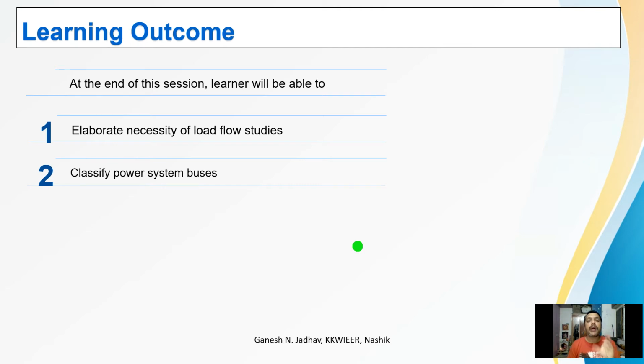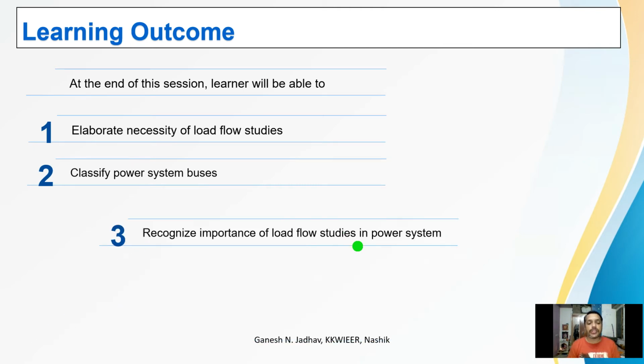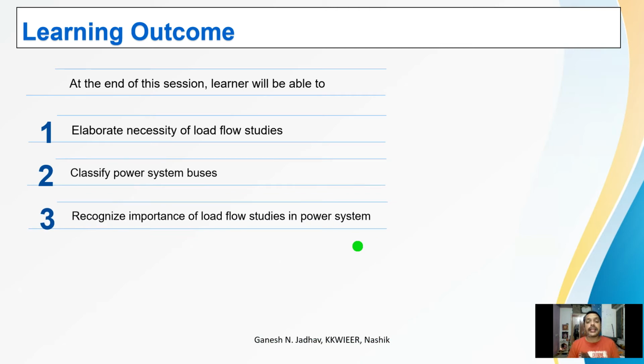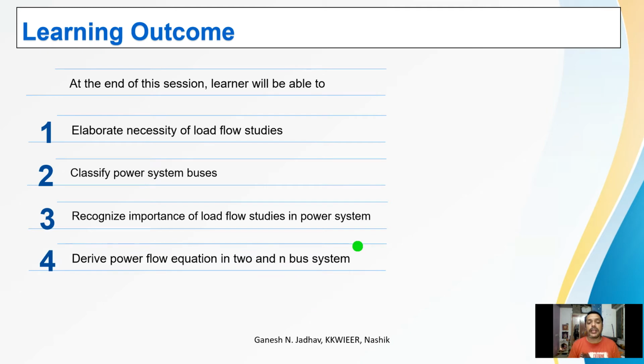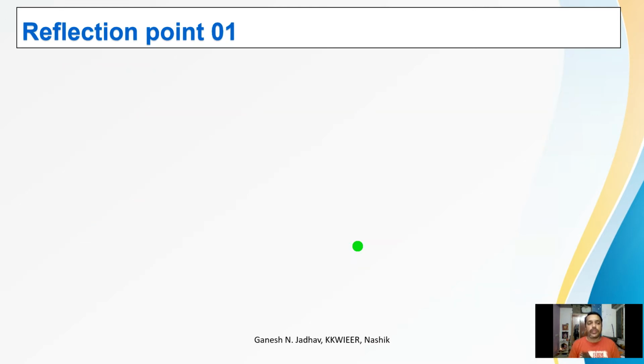Then how to classify the power system buses. Based on this, how we are going to classify the power system buses. Then recognize the importance of load flow studies in the power systems. Then derive the load flow equation for 2 and n bus systems. So at the end of this session, these four outcomes we are going to achieve.